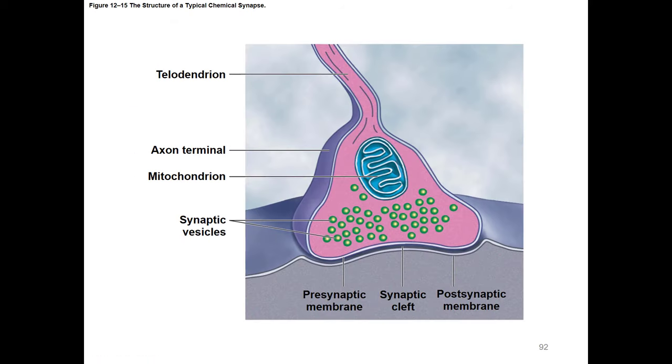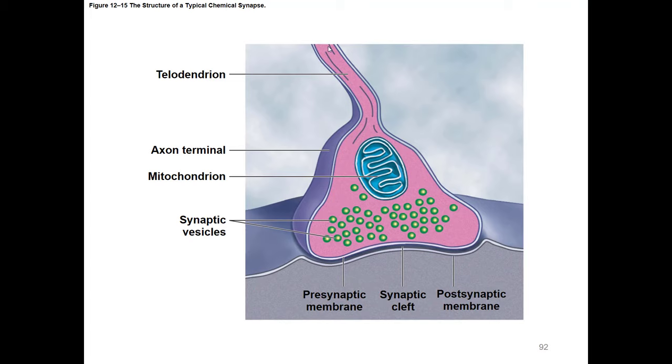So here's a good picture of that. This is our telodendria. And this is our axon terminal or synaptic terminal. And this represents our postsynaptic cell. So it could be another neuron, or it could be a muscle cell, it could be a multitude of things, but it's not specific in this picture.